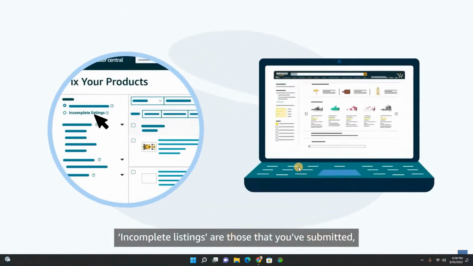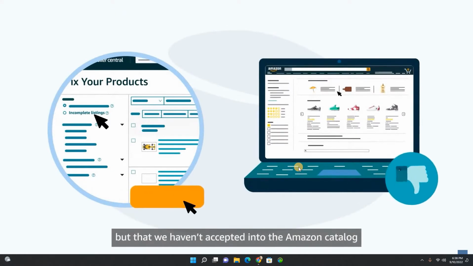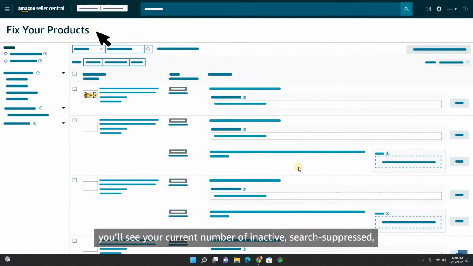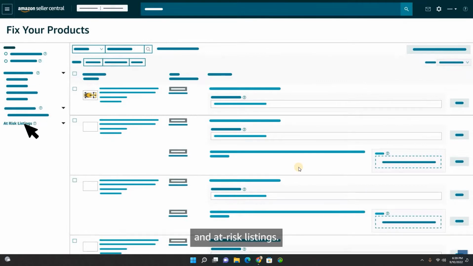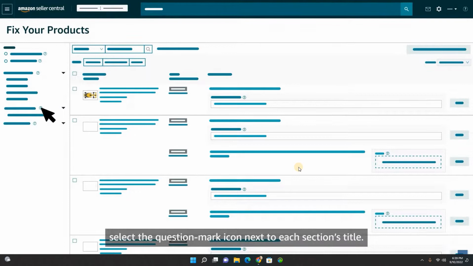Incomplete listings are those that you've submitted but that we haven't accepted into the Amazon catalog because they require more information. Below these options, you'll see your current number of inactive, search suppressed, and at-risk listings. To learn more about these categories, select the question mark icon next to each section's title.